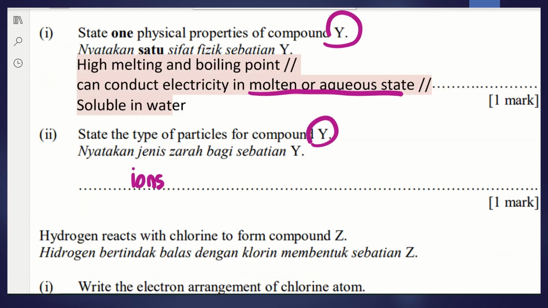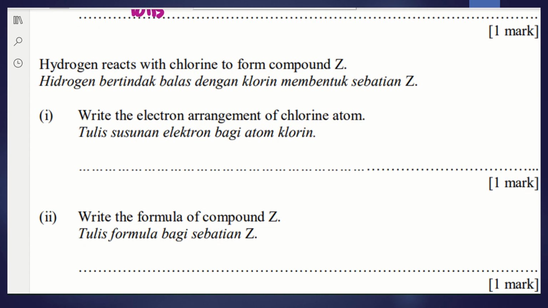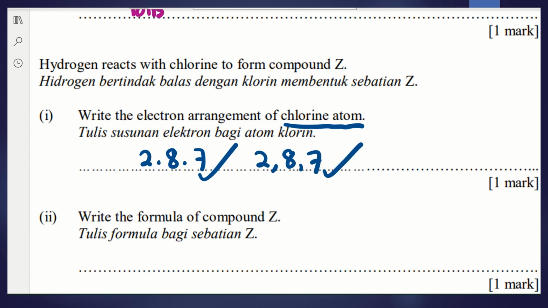So we move on to the next question. Hydrogen reacts with chlorine to form compound Z. Write the electron arrangement of chlorine atom. The electron arrangement of chlorine atom is 2.8.7, or you can write 2,8,7, but if you write it down differently, this is wrong.